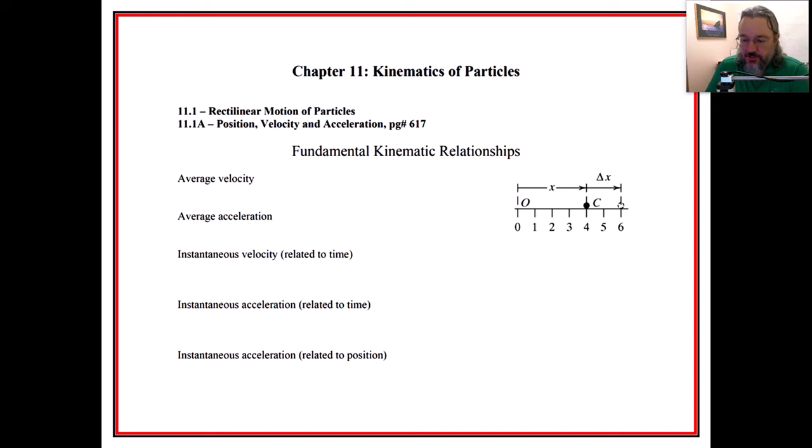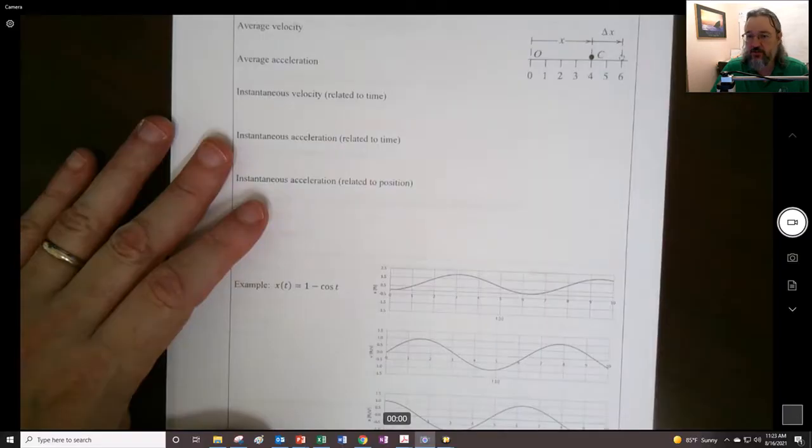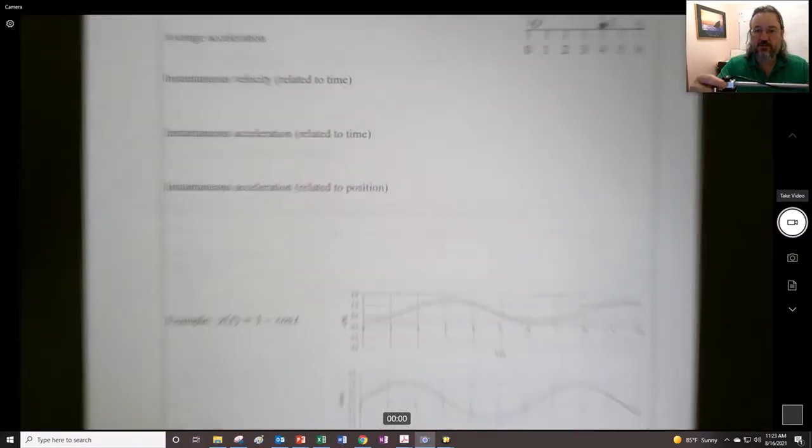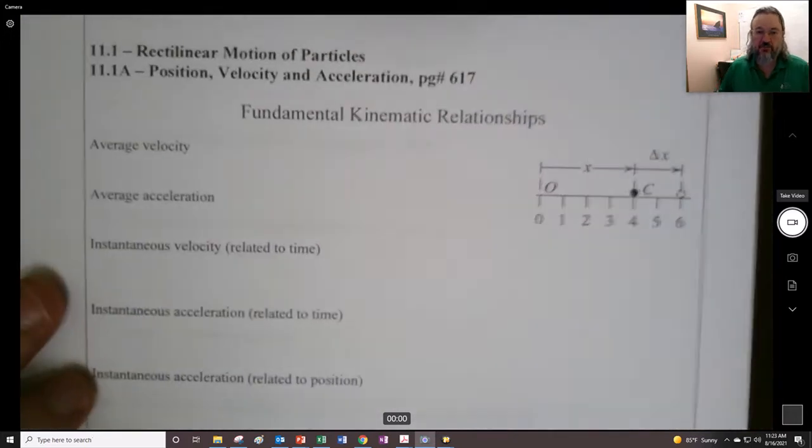Back to class number 1, and we're going to go into chapter 11 of Beer Johnston and have these fundamental kinematic relationships and see how we can use them to describe the motion right here.